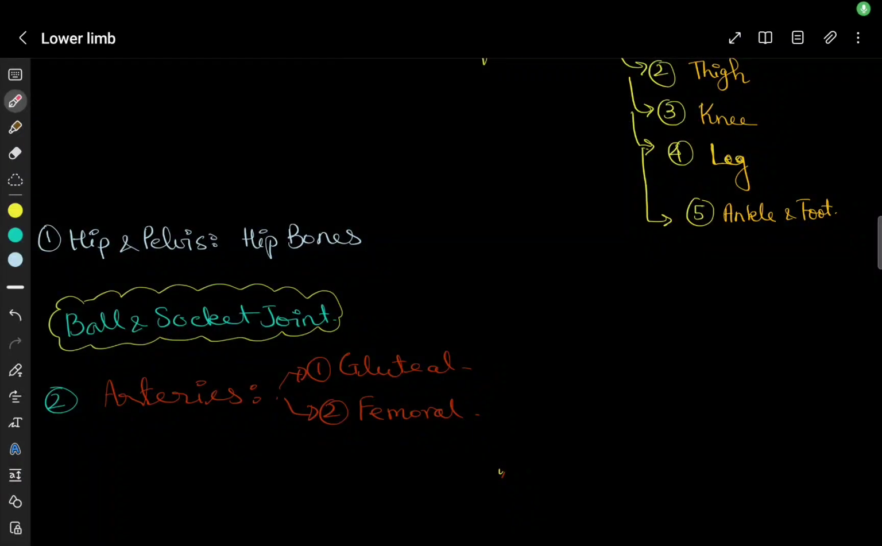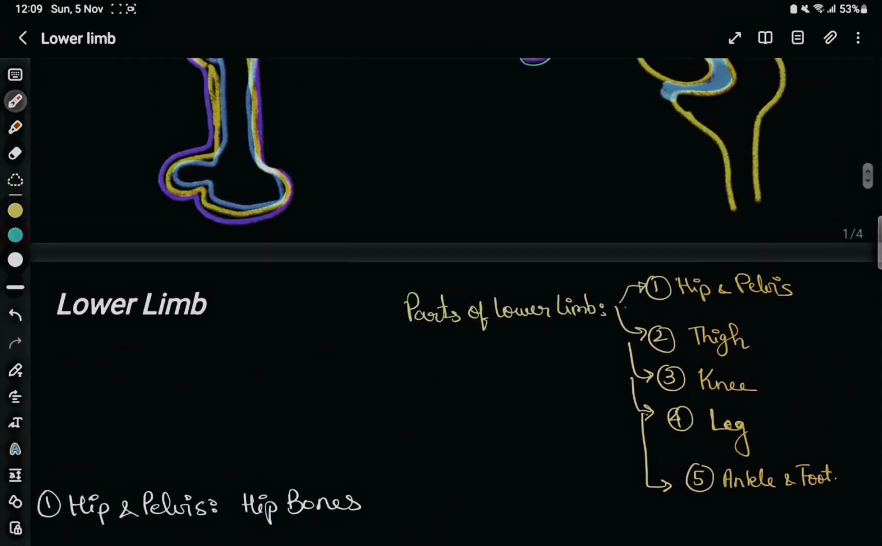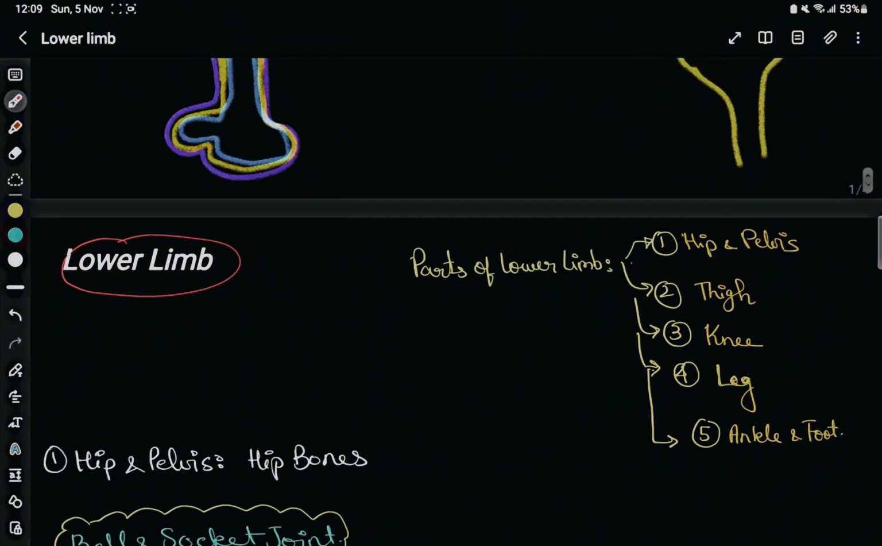Today we are talking about hip and pelvis, which is a part of the lower limb. So today we are specifically describing the lower limb. As you can see, you have pointed out the lower limb over here. And now what are the parts of the lower limb?